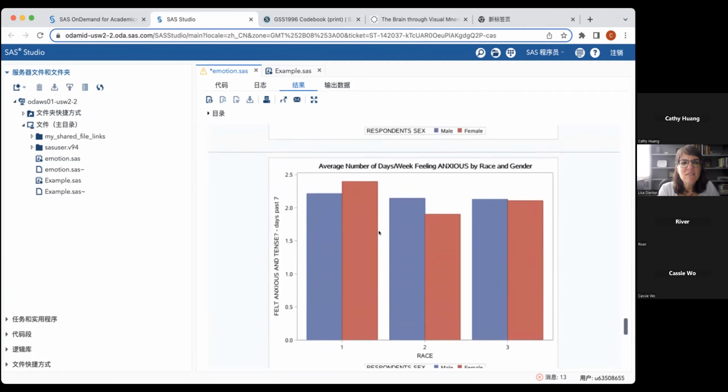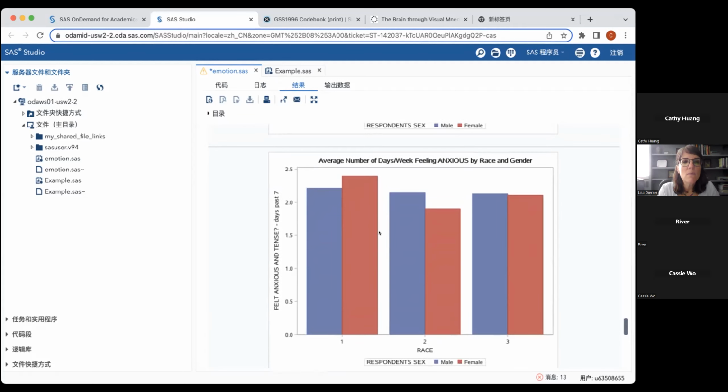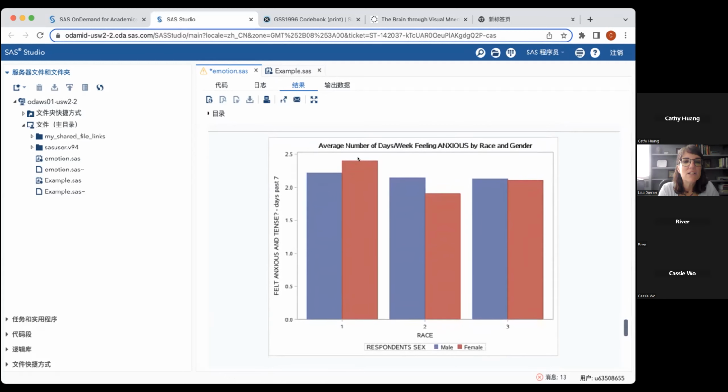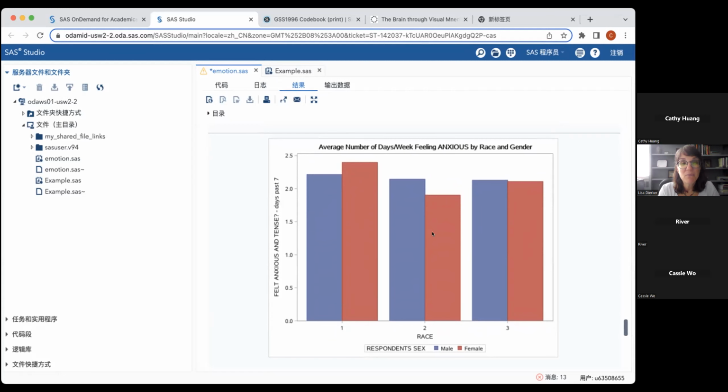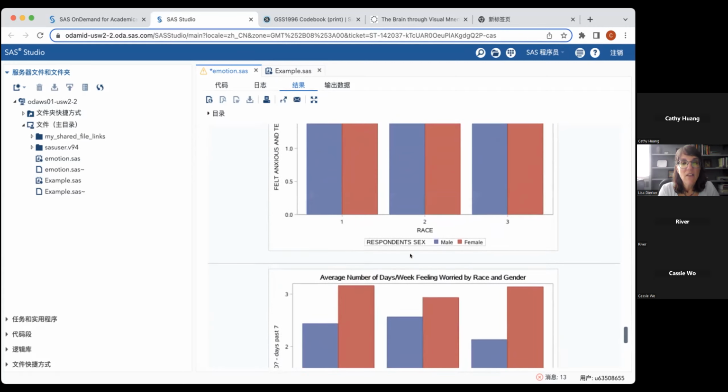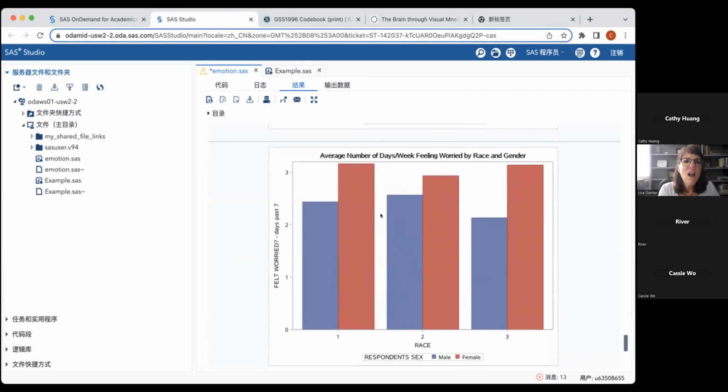Anxious. Same thing. White women are the most anxious. They're anxious like 2.3 days per week compared to a little less than 2 days for Black women and about 2 days for other women. So not a big difference, but a bit of a difference. Males look pretty similar. Yeah, there seems no big difference between men. No, they seem the same. Absolutely.